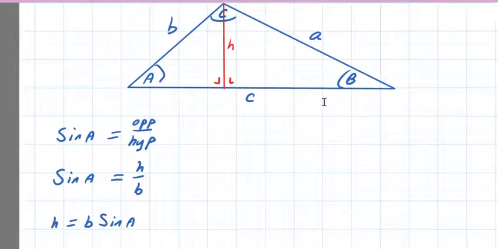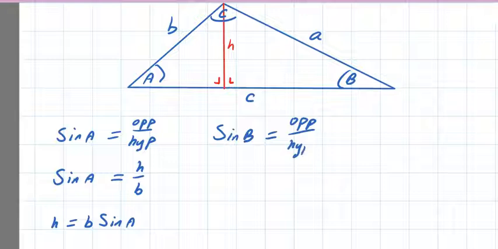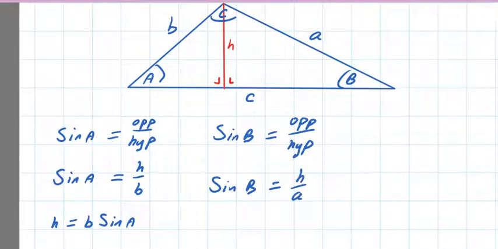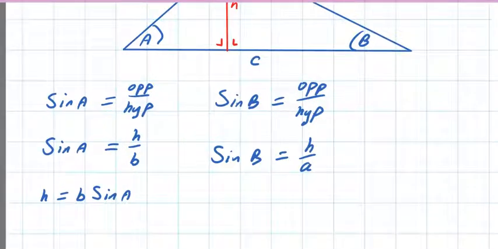Now consider this right angle triangle over here. So get the sine of B. And the sine of B is equal to opposite over hypotenuse again, which in this case, the sine of B is equal to h over a. Opposite is h, hypotenuse is a. And rearrange the formula and you get h is equal to a sine B.